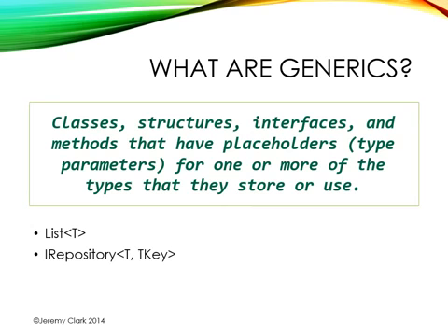We also may see them in interfaces, so here's an IRepository that has two type parameters, T and TKey. And we also may see them with methods. So here we have a Get method that has a type parameter, and we see that that type is actually what's returned from this method.